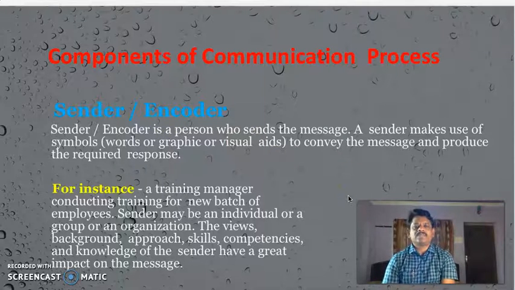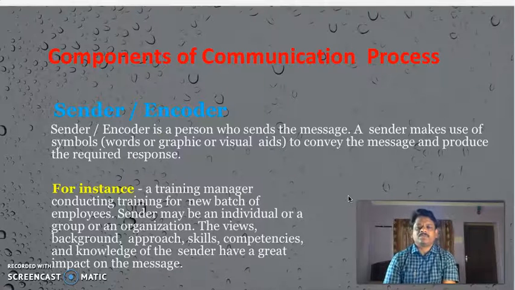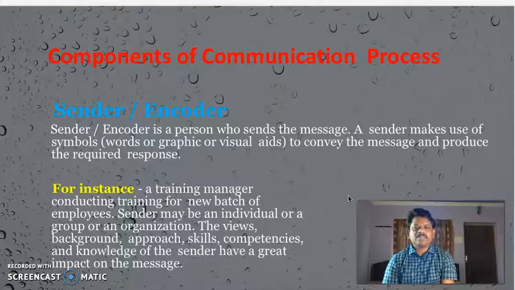Then if you see the other important elements in the communication process, the first thing is the sender and encoding message. Right? The sender is a person who sends the message. A sender makes use of symbols, words, graphics or visual aids to convey the message and produce the required response. So when the sender intends to send a message to others, that must be encoded in the thought. Right?